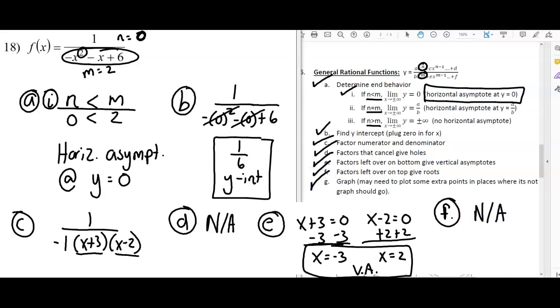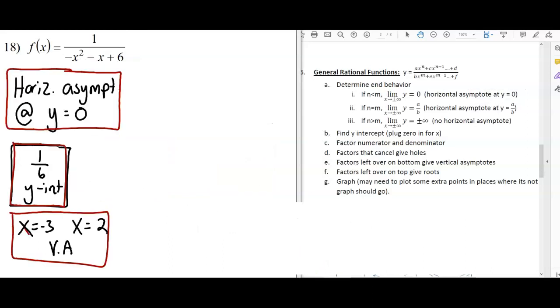And now we're ready to graph, and we're going to use the information that we have. And so we have some useful information to create a graph. I know there's a horizontal asymptote at y equals 0. I know it touches the y-axis at 1 over 6. I know that there's vertical asymptotes here. And that's all that I know right now. And so let's go ahead and plot all that information. All right, so we're ready to graph. Here we go.